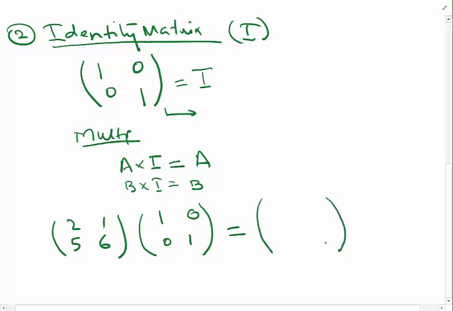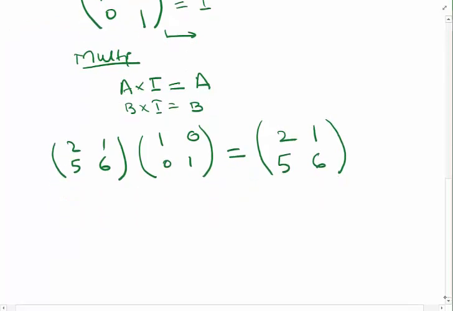We can state the result of the multiplication of these two matrices even without multiplying. Why? Because we are multiplying A with identity, and we know that when we multiply any matrix with identity, we will get the same matrix. So in this case, we can state the result as 2, 1, 5, 6 even before multiplying.